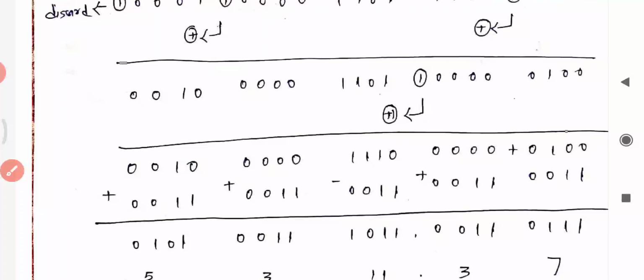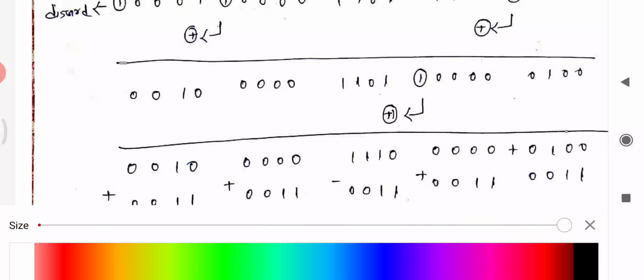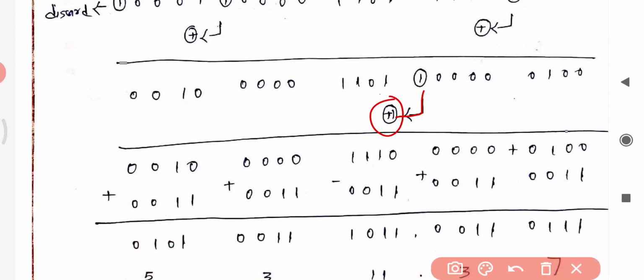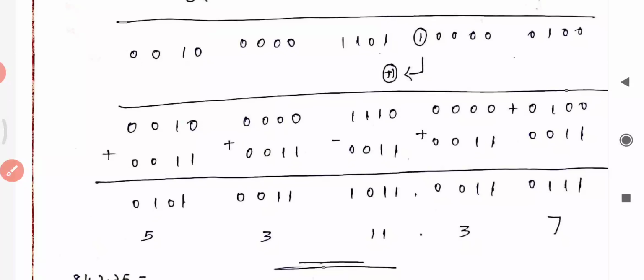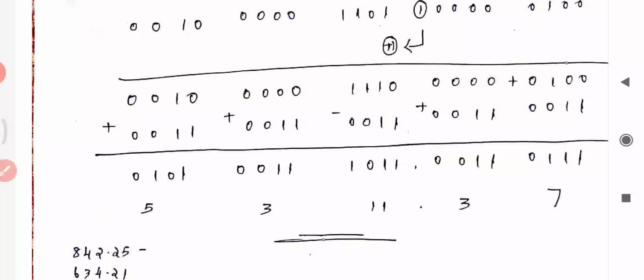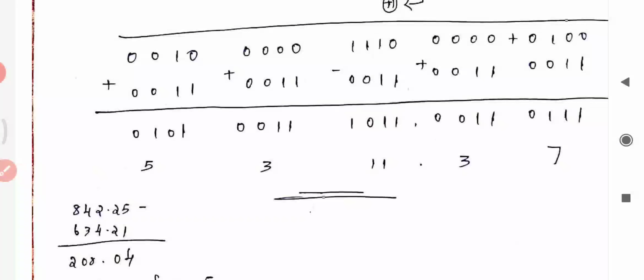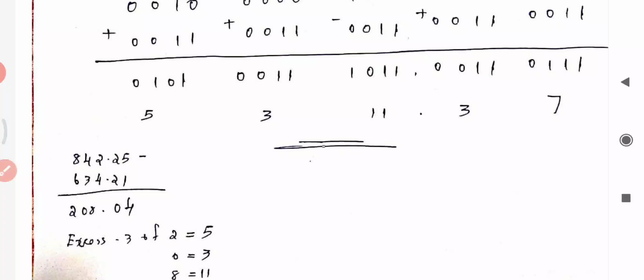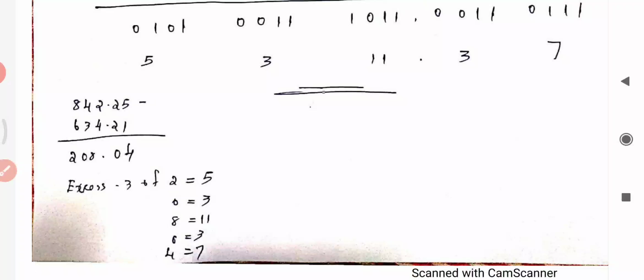And again a carry is generated in the next step, and this carry is added to the next group. So for the last step, the groups with a carry get 0, 0, 1, 1 added, and for all other groups we have to subtract 0, 0, 1, 1. The final answer is 5311.37. In order to cross check the result, you just subtract 842.25 minus 634.21. The answer is 208.04.